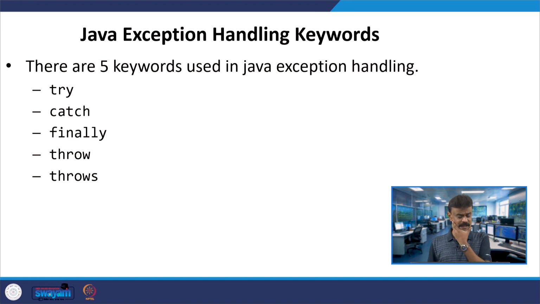So, in C++ we have seen how many keywords? Try, catch and throw, right. So, we have seen try, catch and throw. Here, additionally, you have finally and throws, right. So, these are all additionally we have.